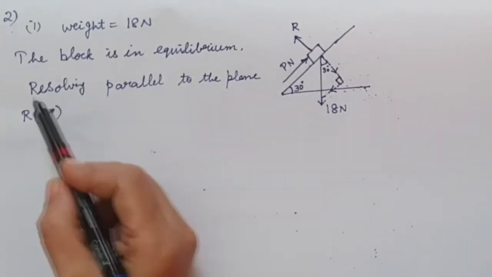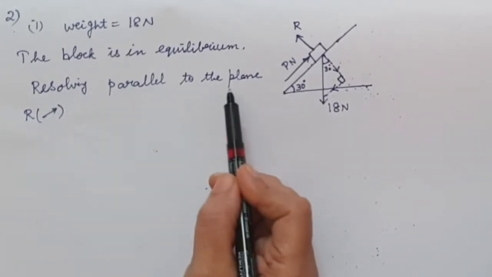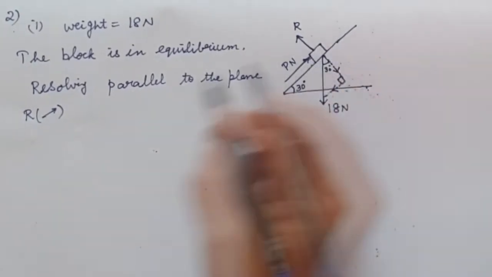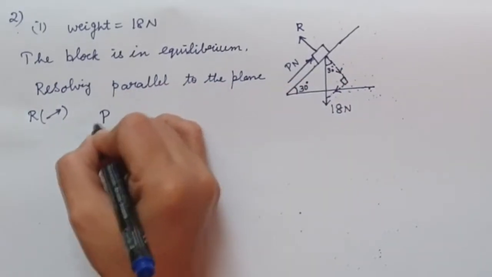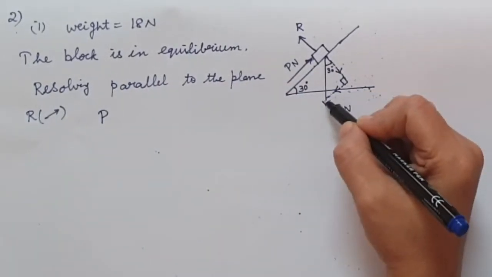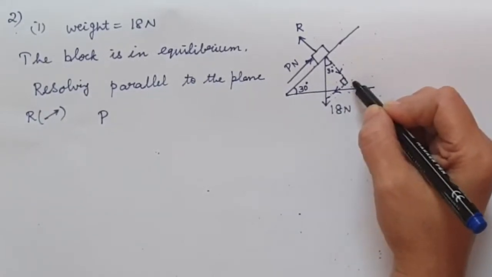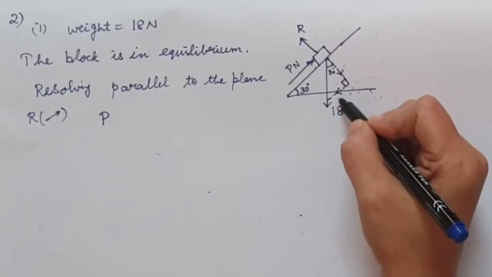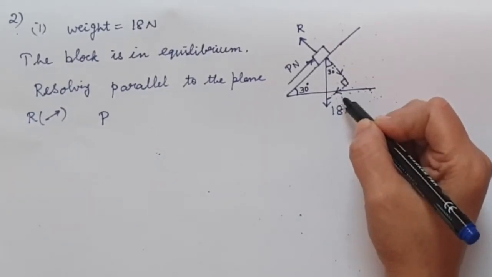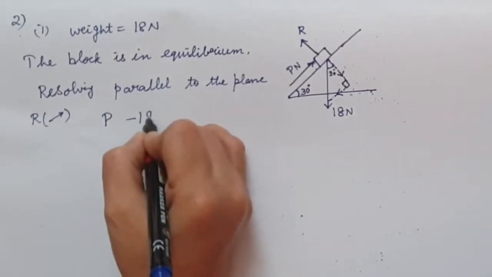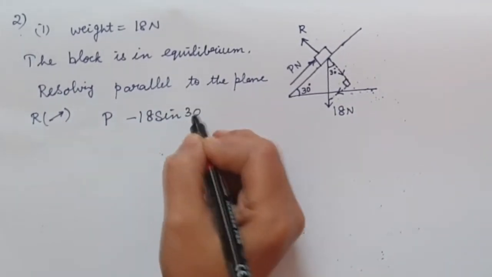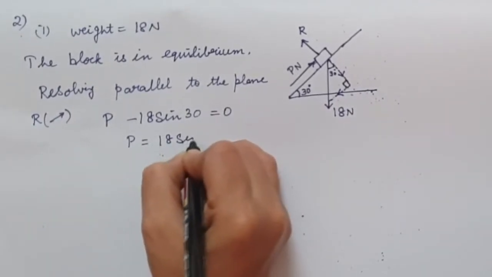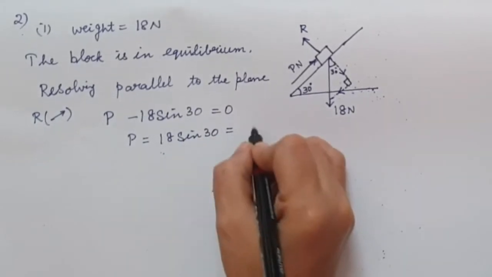The block is in equilibrium. So resolving the forces parallel to the plane, in this direction we are resolving. This upward we are taking, so P is in the positive direction. So we take this as P. And then this is another force which is downward, so we take it as a negative sign. Here the hypotenuse is 18, opposite to 90 degrees is hypotenuse, and this is the opposite side. When it is the opposite side, we use sine. So it will be minus 18 sine 30 equal to 0. So our value for P will be equal to 18 sine 30, that will be equal to 9 Newton.